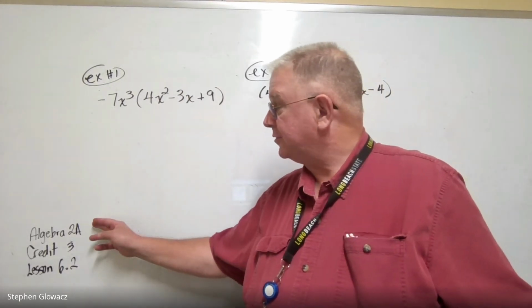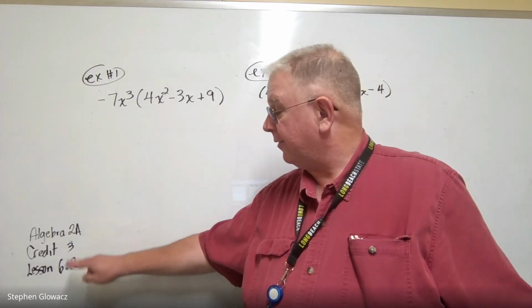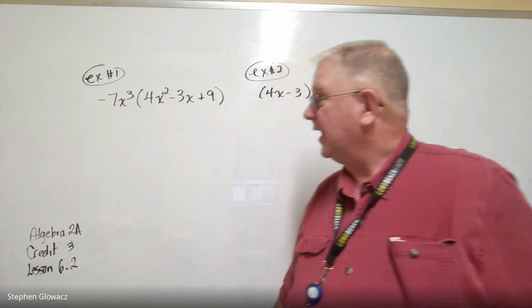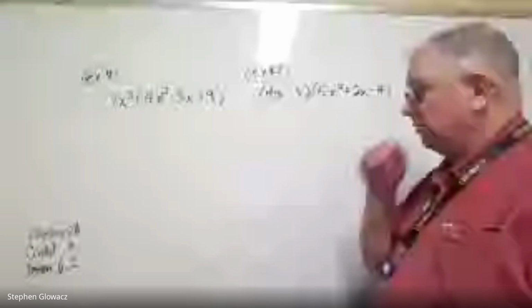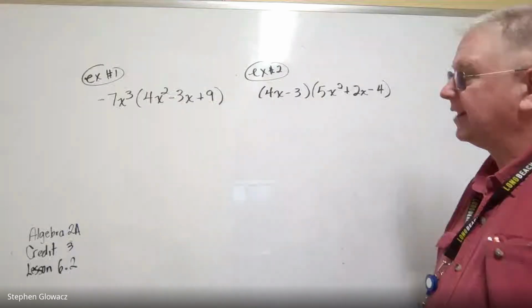These are the examples for Algebra 2A, Credit 3, Lesson 6.2. In Lesson 6.2, we're going to be multiplying polynomials. Let's take a look at an example for number 1.